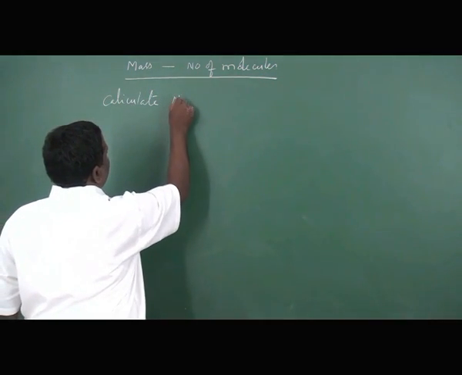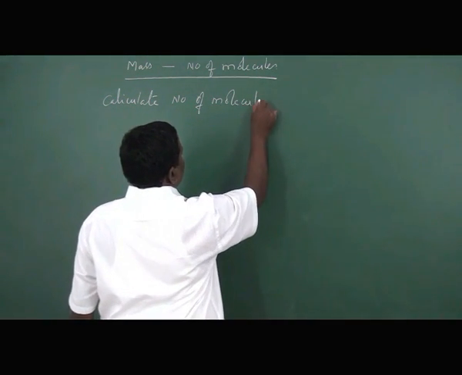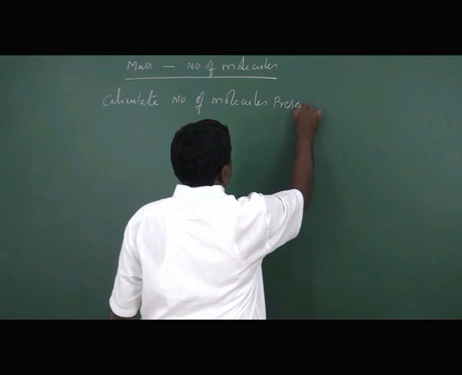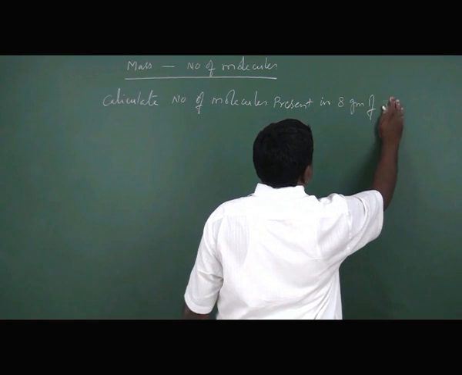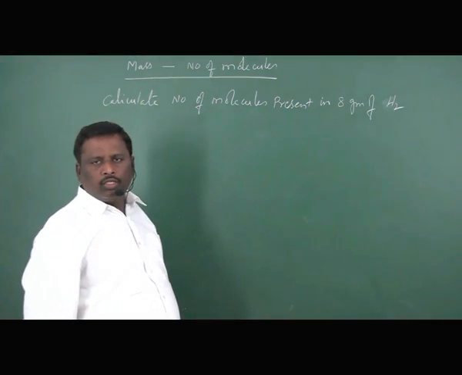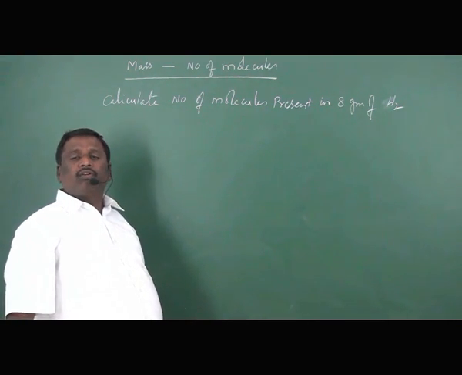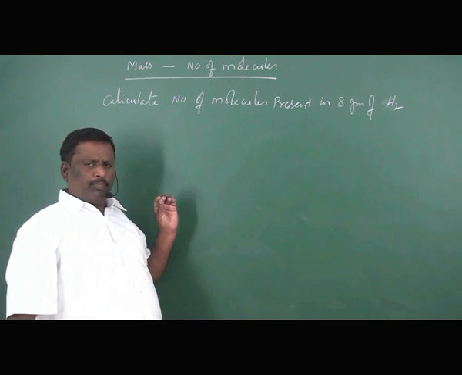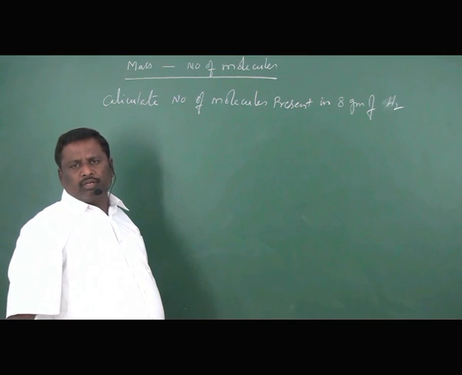Calculate the number of molecules present in 8 grams of hydrogen. Here they are asking about the number of molecules that are present in 8 grams of hydrogen. Here also, it is the same thing. First you should write down the molecular weight of hydrogen, because for some important gases, they won't give us the information.